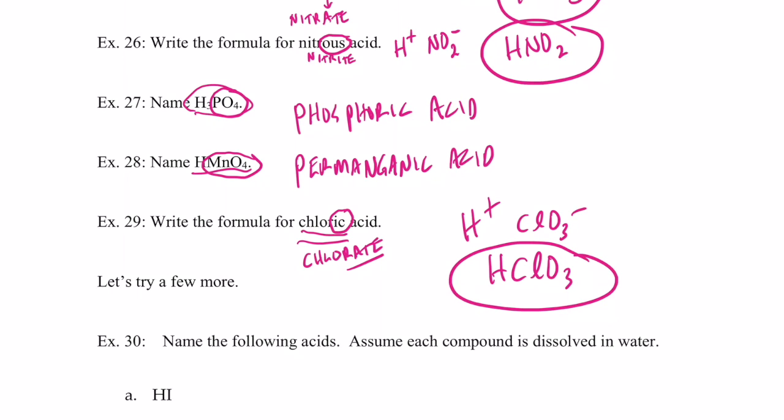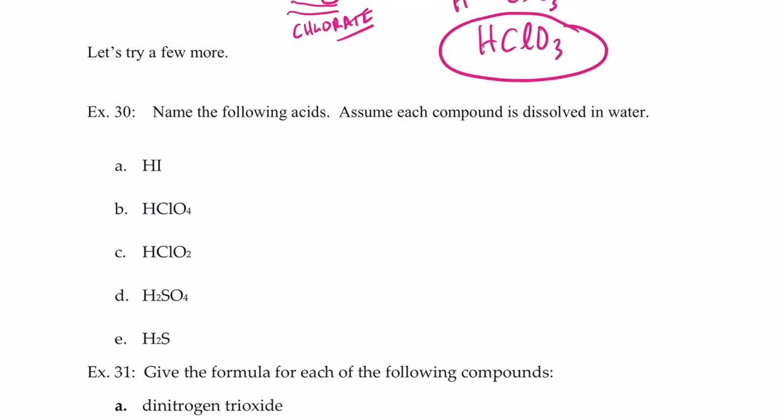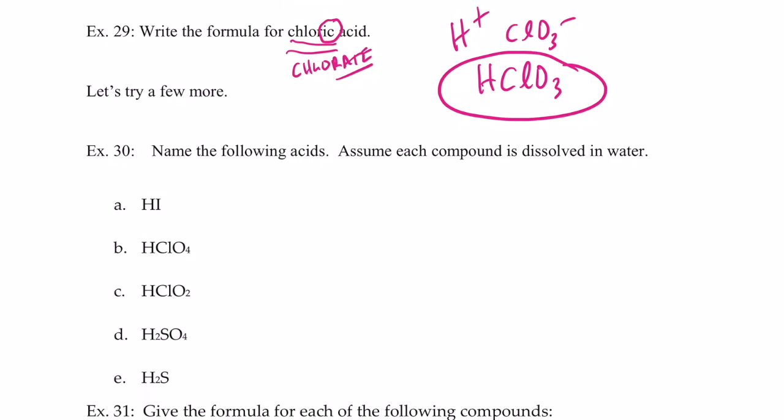All right, I think that's good for this video. When you come back, we have lots more examples to do. So come back for part 2 of naming and formula writing for acids, and then we're going to review ionic compounds on that video, and we're going to do molecular or covalent compounds again as well.